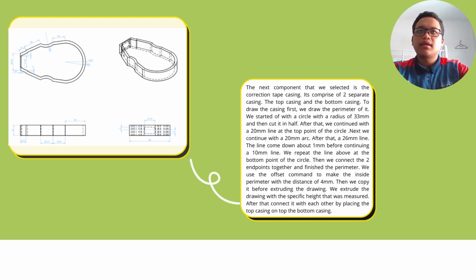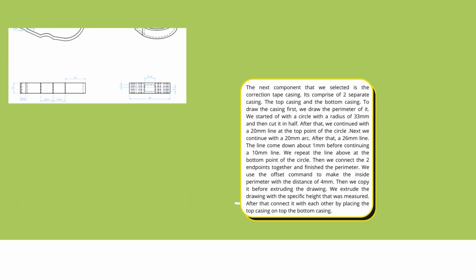We use the offset command to make the inside perimeter with a distance of 4 mm. Then we copy it before extruding the drawing. We extrude the drawing with the specific height that was measured. After that, we connect them by placing the top casing on top of the bottom casing.